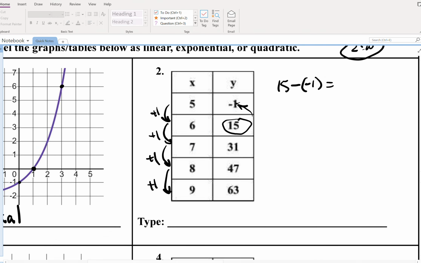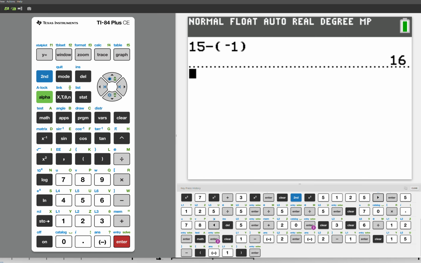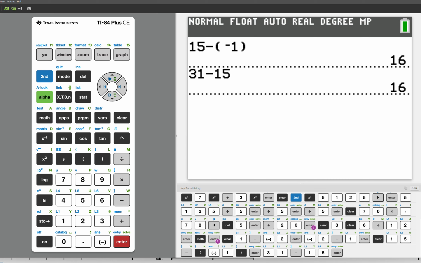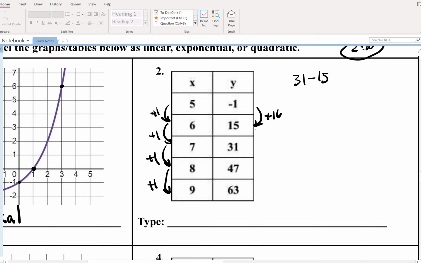Sure. And that makes sense. If you're in the basement and you have to go up to floor 15, you're going to go up 16 floors. And if we did that same thing again, 31 minus 15, sure enough, that's 16 again. So this increases by 16.